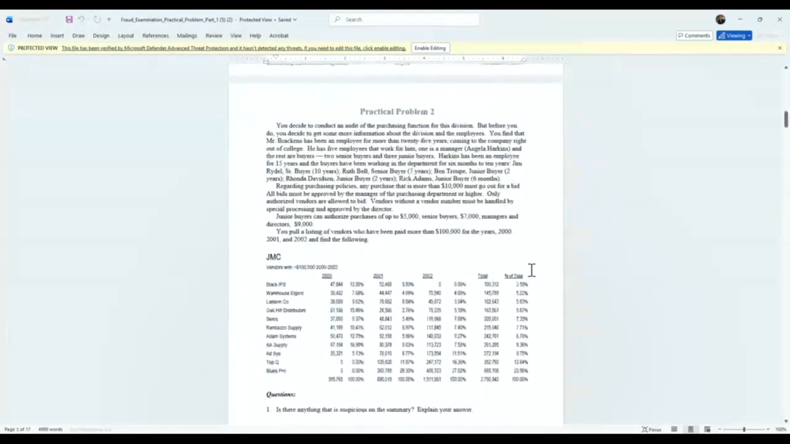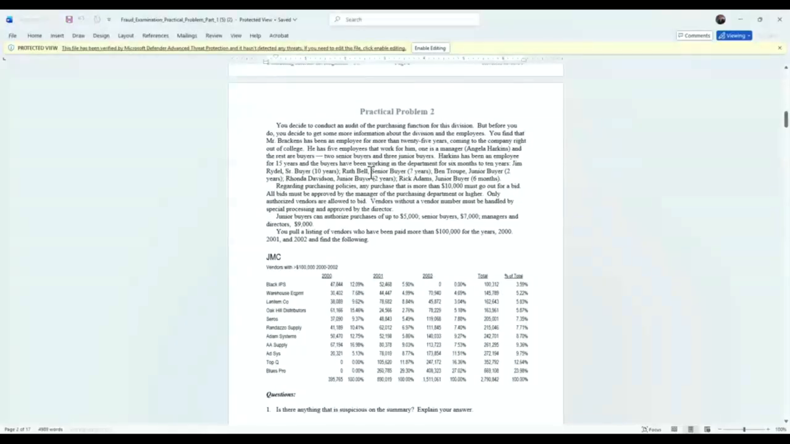boss. Before I go out to audit the purchasing function, I decided it might be good to get information about the division and employees, and then tell me what you found here. Now, there's actually a problem in the information here. Okay, so we got Brackens. He has 5 employees that work for him. Now, let's count these off. 1, the manager, 2 senior buyers, and 3 junior buyers. Guess what? That's 6 employees, not 5.